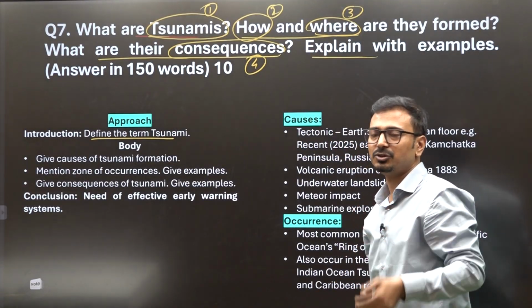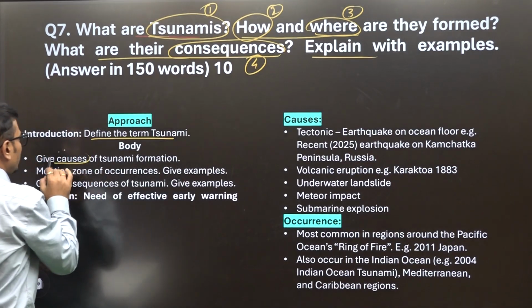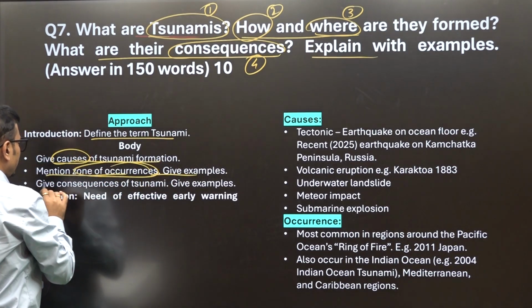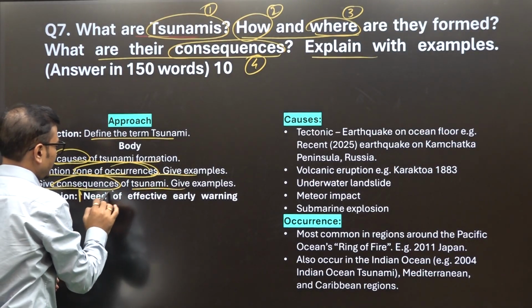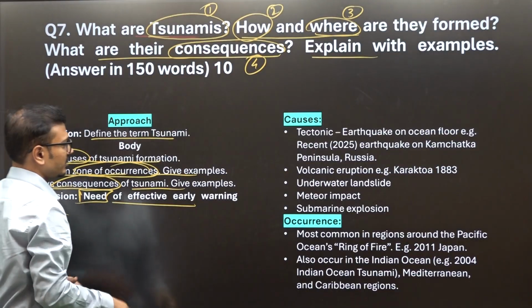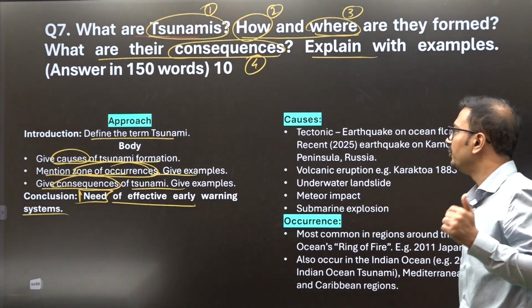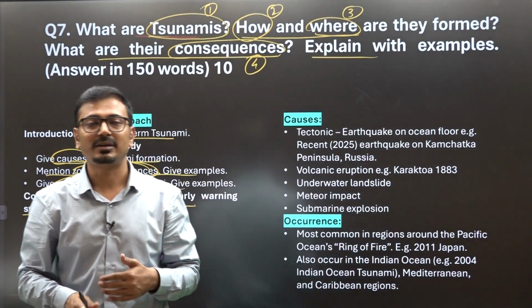So adequate weightage should be given. In the introduction itself, define the tsunami. Second, causes of tsunami formation. Mention the zone of occurrences with examples. Give consequences of tsunami with examples. And finally, the need of an effective early warning system as a part of mitigation measures. So first, defining tsunami. Tsunami, in the Japanese term, is called harbor waves.